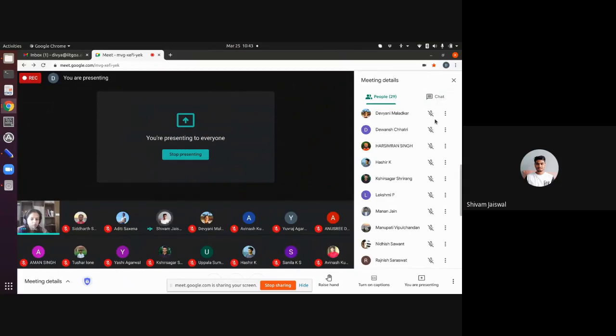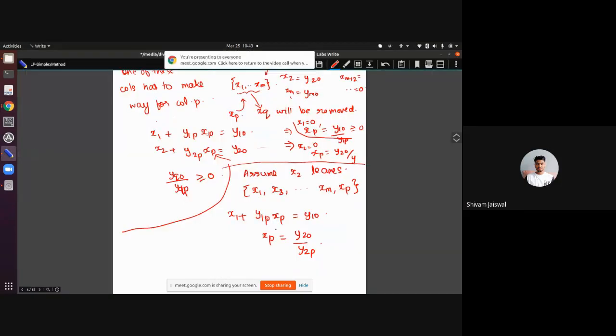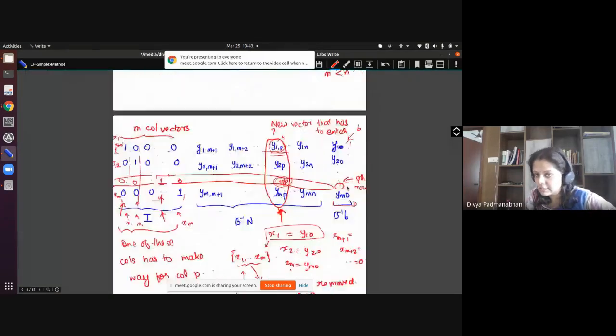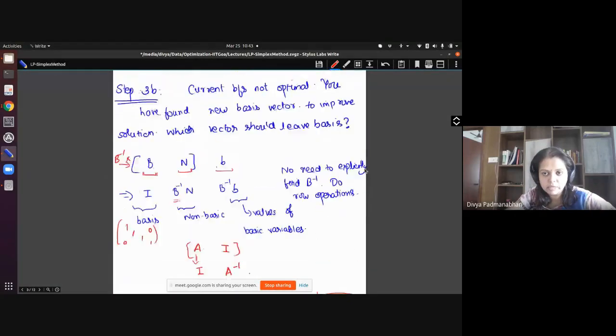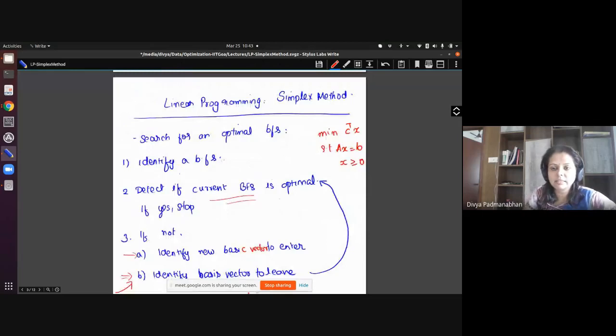Ma'am, why it has to be greater than 0, it's not clear to me. Okay, so the system is AX equals B, X greater than or equal to 0. The assumption is that you're working with the standard form, in which AX equals B and X has to be greater than or equal to 0.